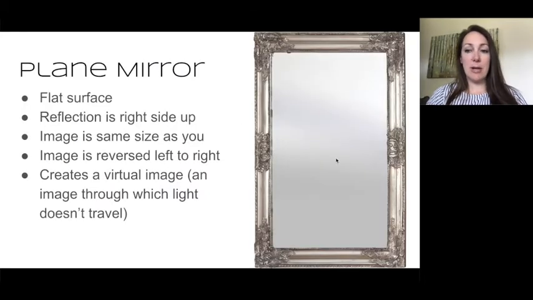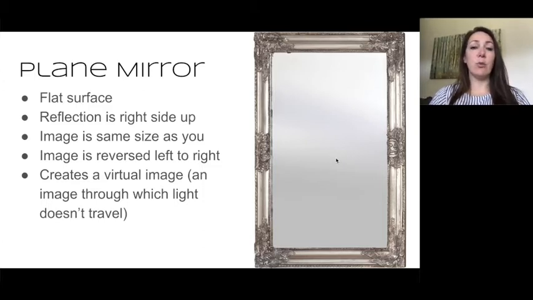So let's talk first about a plane mirror. A plane mirror is just like a regular mirror you have hanging in your bathroom or your bedroom. It has a flat surface. Whenever you look into it, your reflection is right side up. The image is the same size as you, but you'll notice when you look into a mirror that the image is reversed left to right.